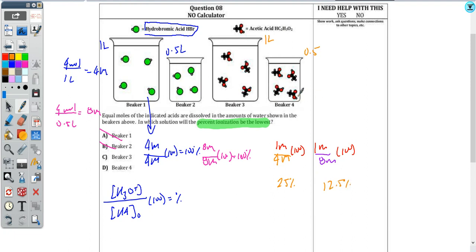So with weak acids, the more concentrated, the less ionized. And again, just think about your molarity equation, molarity equals moles over liters, and the actual equation for what it means for percent dissociation. Okay, that's it for day 1.